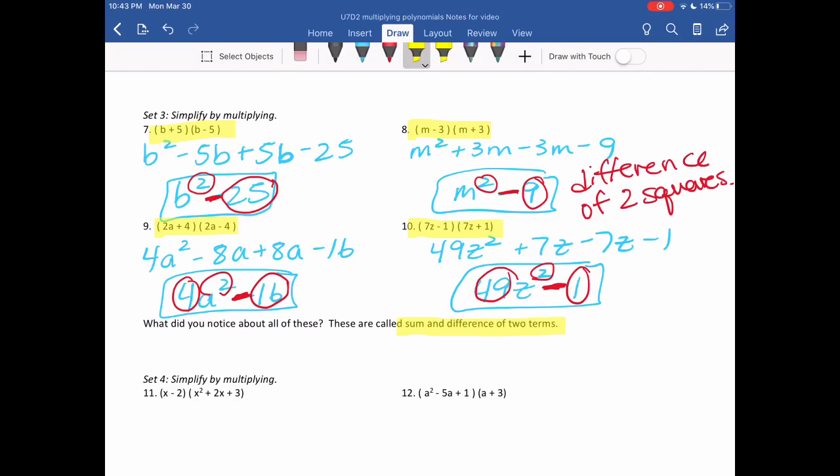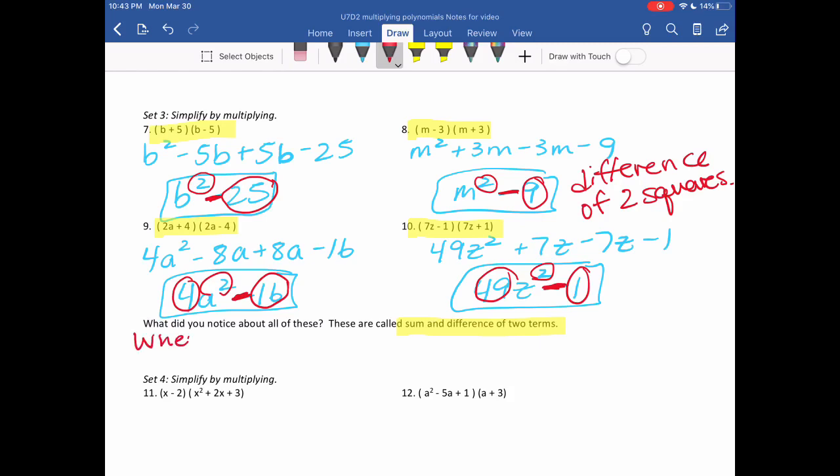I just have a plus sign in the middle and then a minus sign in the middle. In other words, a sum and a difference of 2 terms. So when I multiply the sum and difference of 2 terms, my answer is always going to be what we call a difference of 2 squares. That's what I want you to jot down here.